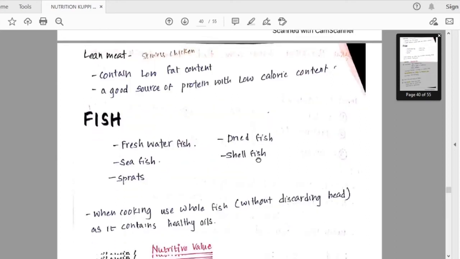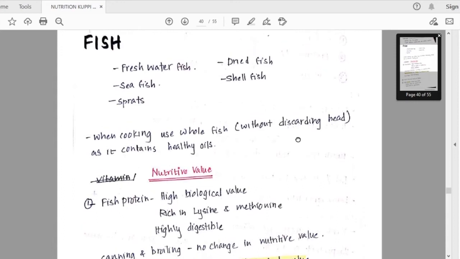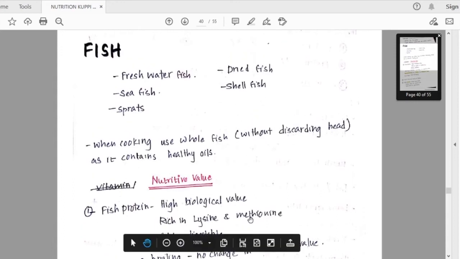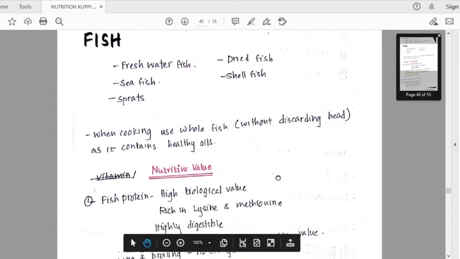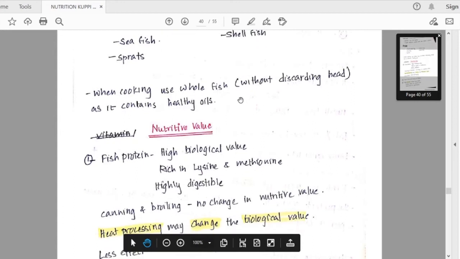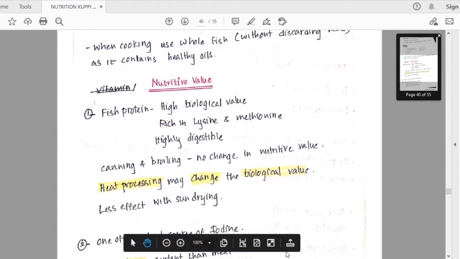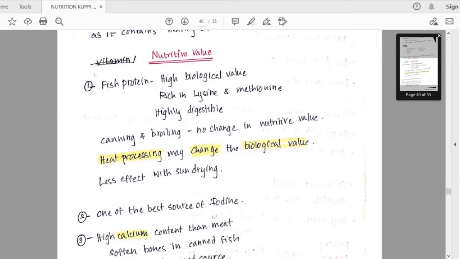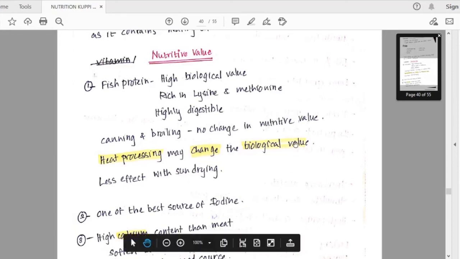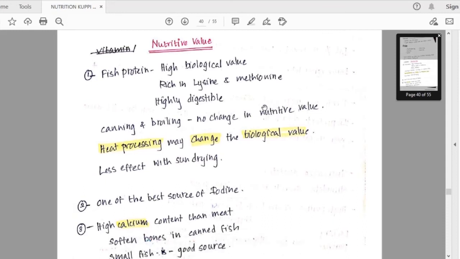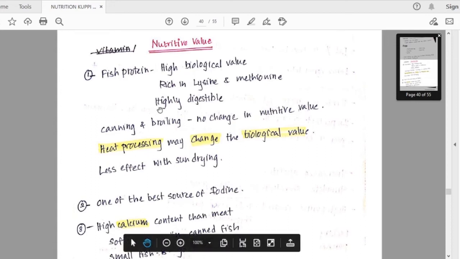Then fish is another protein source. There are several types of fish: freshwater fish, sea fish, sprats, dried fish and shellfish. When cooking, use the whole fish without discarding the head, as it contains healthy oils. The head has the most healthy oils. Now let's talk about the nutritional value of fish protein. It is of high biological value, rich in lysine and methionine. It is highly digestible.